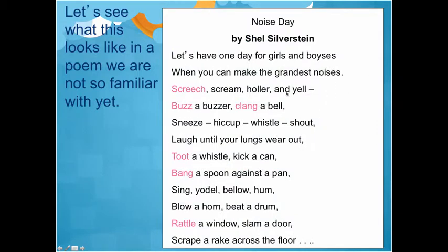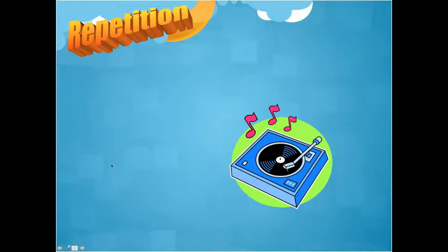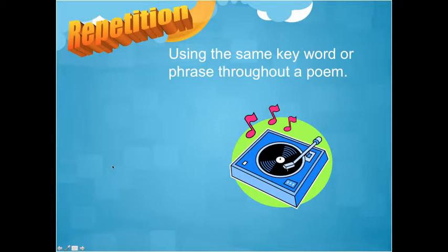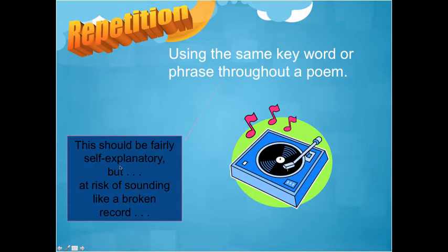Well, in this example by Shel Silverstein called Noise Day, you see some onomatopoeia here: screech, buzz, clang, toot, bang. That's onomatopoeia. Okay, so repetition. Repetition is using the same key word or phrase throughout the poem.